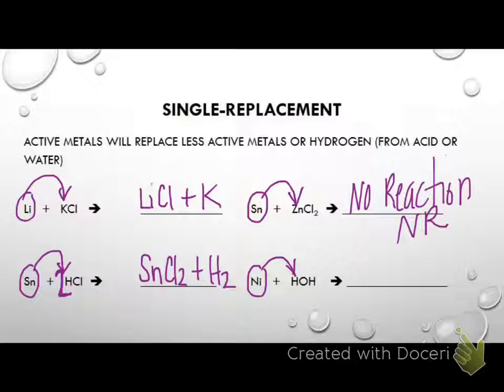So what happens is it joins up with the hydroxide, so we get nickel hydroxide plus hydrogen gas. Okay, I see that I have 2 oxygen right here and 4 hydrogen, so to balance that, I would put a 2 right there. All right, now let's do some examples from your left side activities.